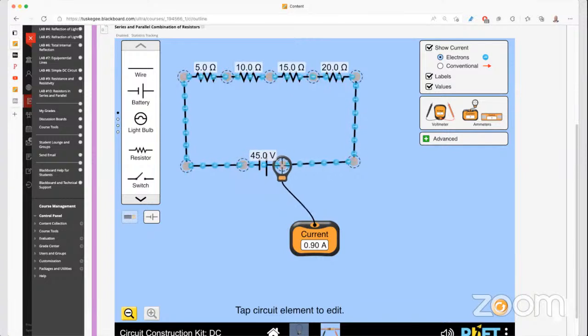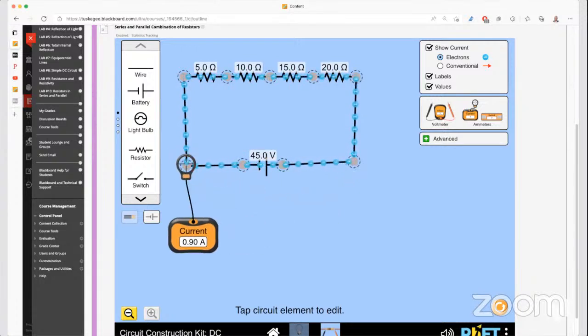If we check just before the battery, it's the same number. If we go just before the first resistor, we have the same current. After the first resistor, the same current. After the second resistor, the same current. And you can already see the pattern for this series circuit. And that's consistent with what we've learned in class about series circuits.